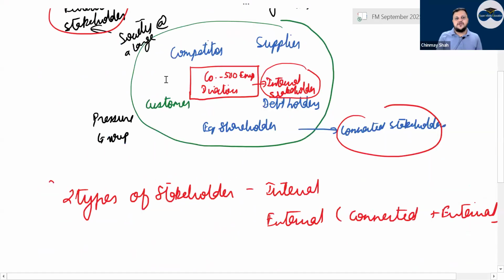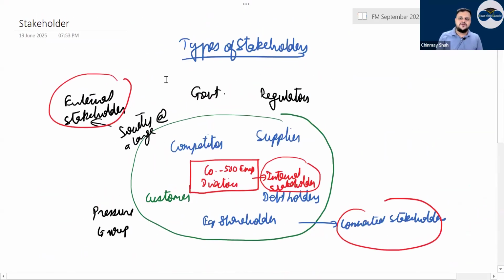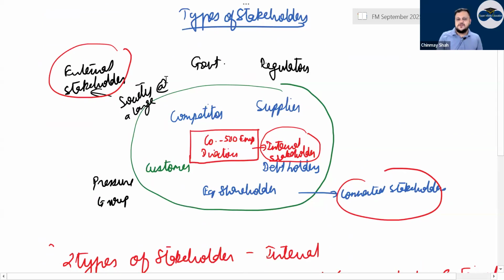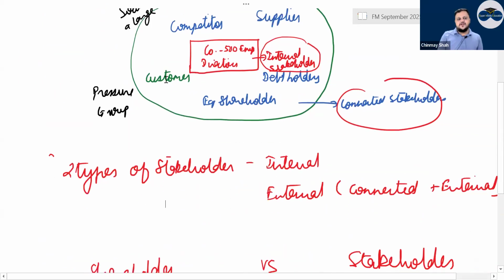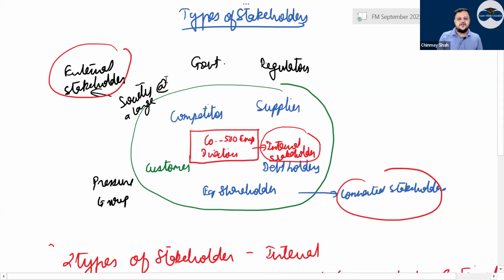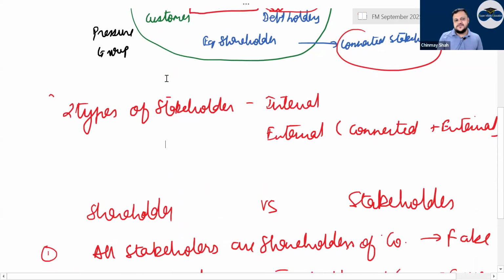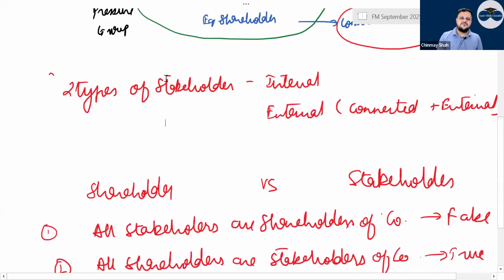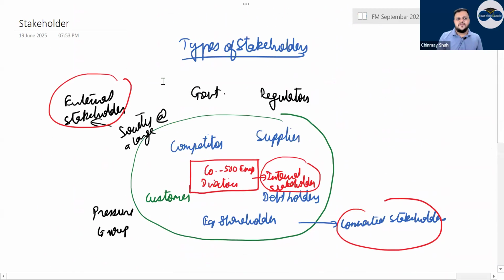Then stakeholders, two types of stakeholders, right? Or three types of stakeholders? Three are internal, connected, and external. Connected would be considered as an external stakeholder. Two types, internal and external only, and in the external, connected would be included. Shareholders versus stakeholders is something that we are reading. Internal are employees and directors. Connected are competitor, supplier, debt holder, equity shareholder, customer. And external are society at large, government, regulator, pressure groups.